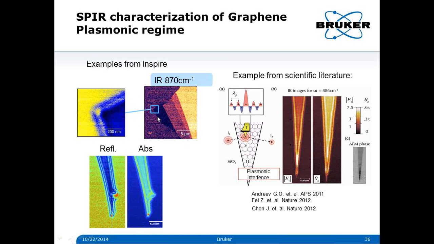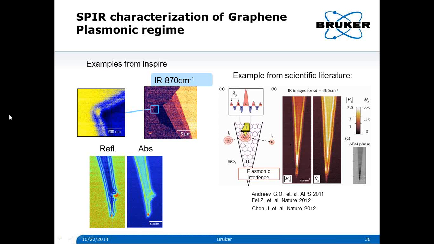So if we zoom in here, in this part of a single layer, we see this edge, and we see that we have a plasmon fringe here. If we go to a different sample, which more resembles this triangular shape, then we also see these nice fringes at the edge, and we have a high concentration of plasmon energy at the end of the tip, and also at this defect here. But nicely, in both channels that you get with the Inspire system, reflection and absorption, you see the plasmonic fringes.